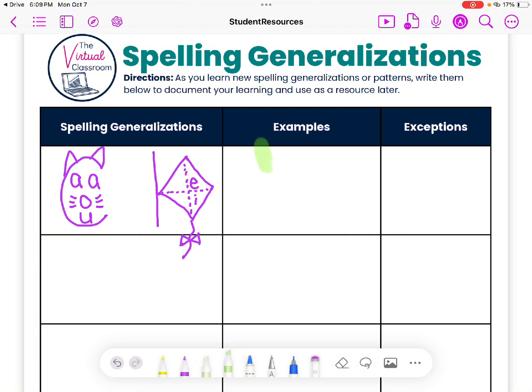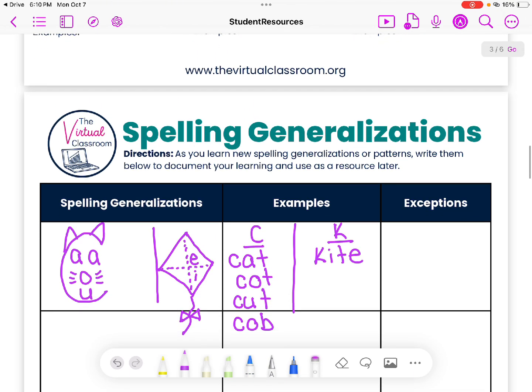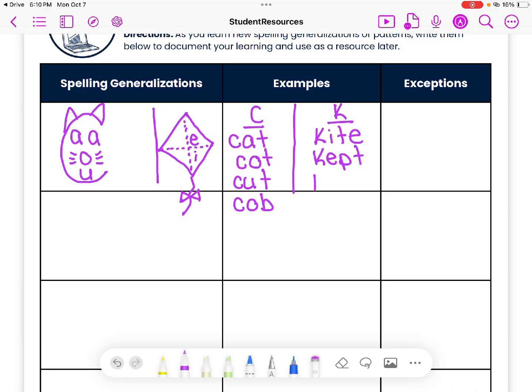Let's do some examples. I'm going to do C words and K words. So, of course, our examples are cat and kite. Under C, words are followed by an A, O, or U, like caught, or cut, or cob. K is followed by E or I, just like in the words kept, ken, kin, or kid.